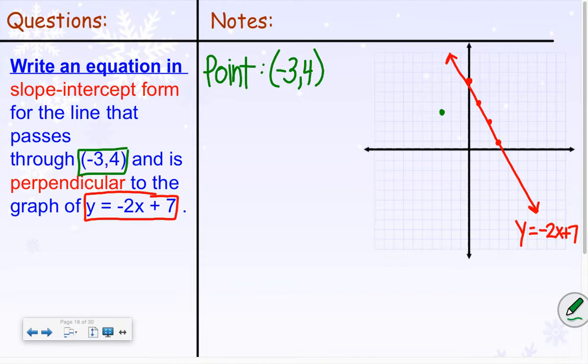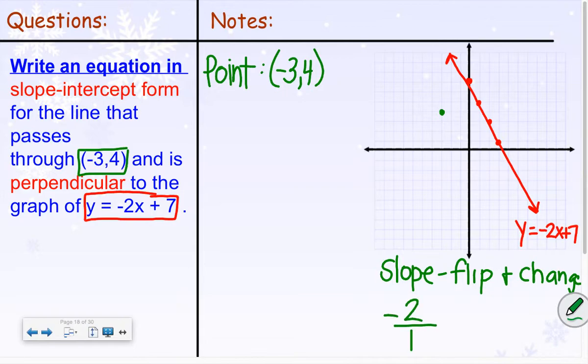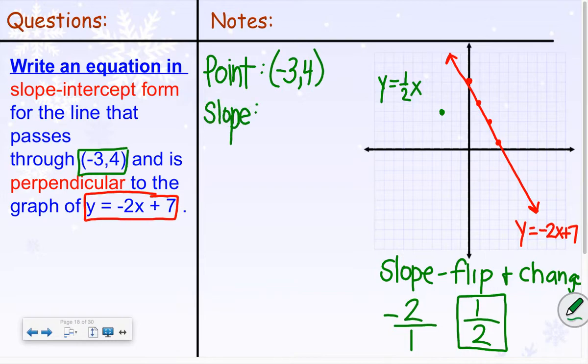Now I also know that perpendicular lines have slopes that are flipped and changed. So let's flip and change -2. So -2 as a fraction is -2/1. So if I flip it, I get 1/2, and my original is negative, so my new slope has to be positive. So my slope is going to be 1/2. All right, I've got a point, I've got a slope, put it in point-slope form.